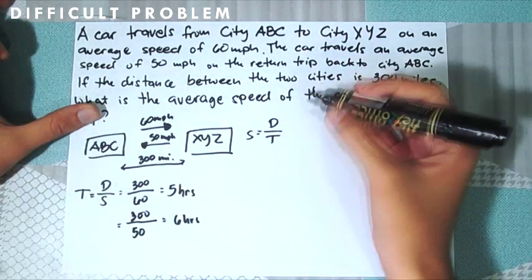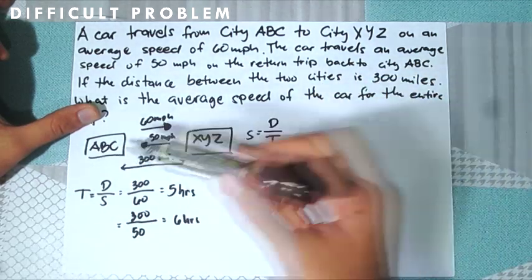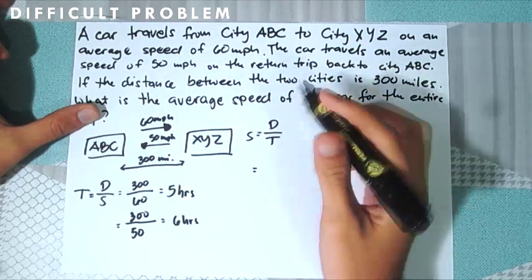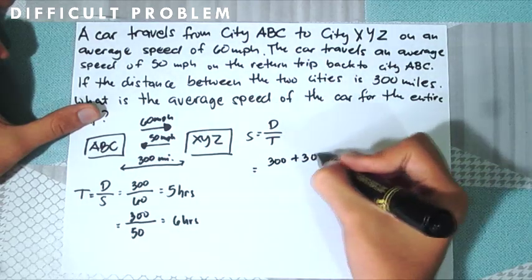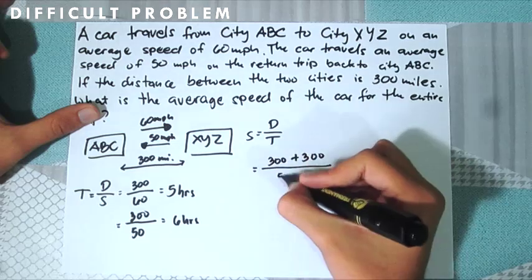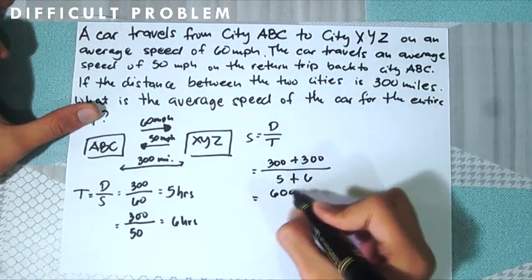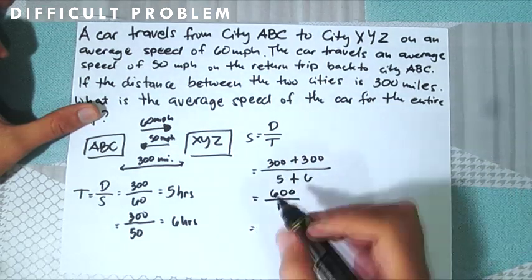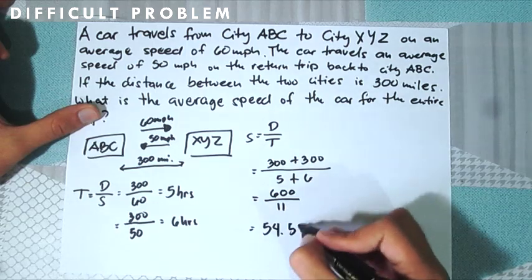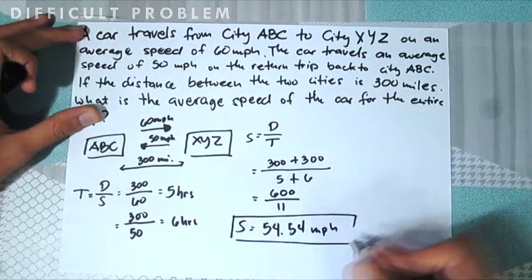So in our original formula, our distance is 300 plus 300 since we are going back and forth, over time, 5 plus 6. 600 divided by 11 is 54.54 miles per hour. Our average speed is 54.54 miles per hour.